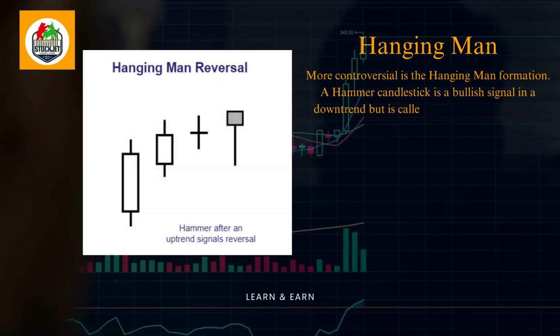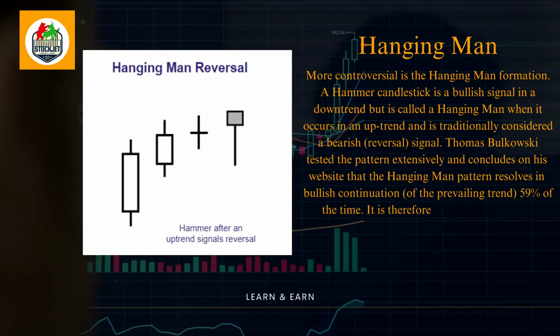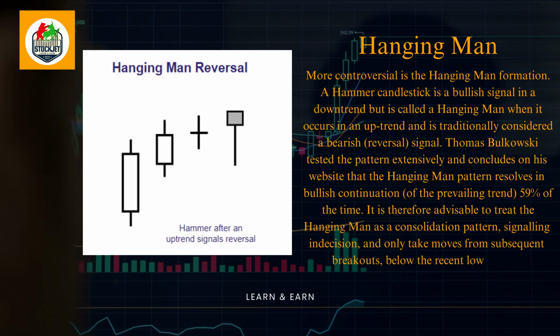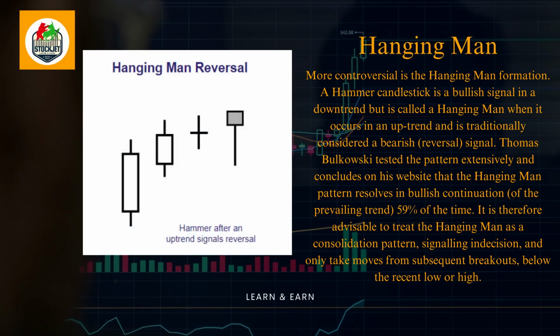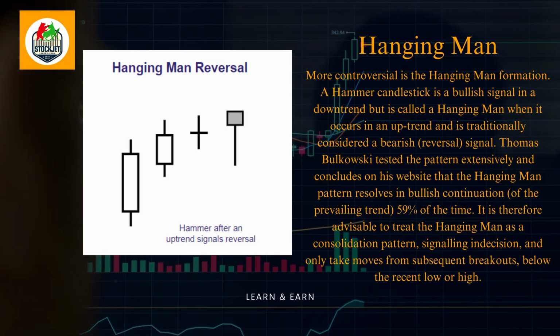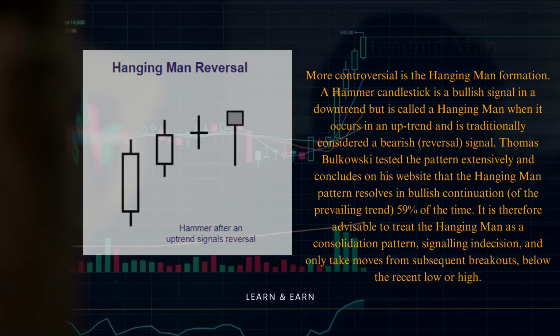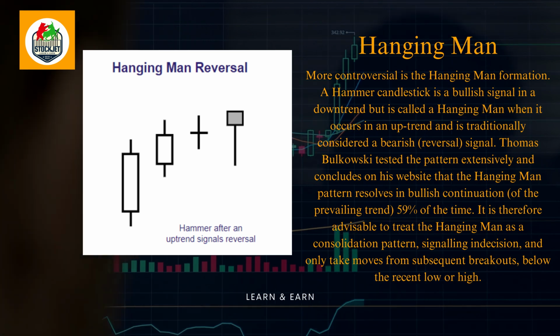More controversial is the hanging man formation. A hammer candlestick is a bullish signal in a downtrend, but is called a hanging man when it occurs in an uptrend and is traditionally considered a bearish reversal signal. Thomas Bulkowski tested the pattern extensively and concludes on his website that the hanging man pattern resolves in bullish continuation 59% of the time. It is therefore advisable to treat the hanging man as a consolidation pattern, signaling indecision, and only take moves from subsequent breakouts below the recent low or high.